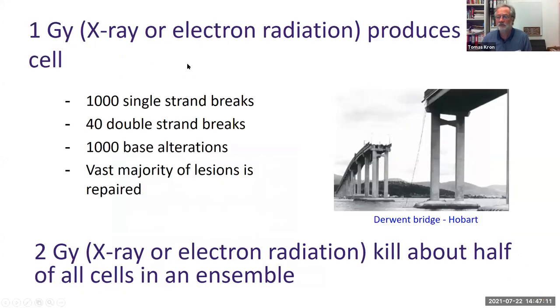One gray, compared to environmental radiation, is about 1,000 times higher than the environmental radiation we get in a month or so. One gray, though, which is in radiotherapy quite common, produces per cell about 1,000 single strand breaks, 40 double strand breaks, and lots of base alterations. All that stuff in that wool ball is going wrong. However, 2 gray, twice that sort of damage, kills only about half of all cells in an ensemble, which means that the other half must have effectively repaired all these lesions. So there are very, very effective repair mechanisms in place which protect the cells from that radiation damage.